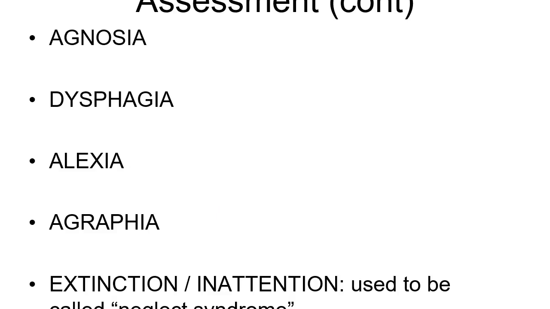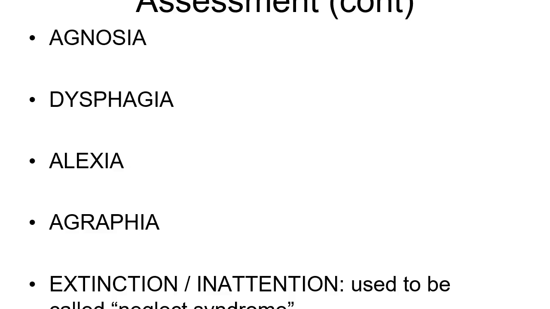Agnosia, the inability to use an object correctly. So sometimes in a stroke patient, you may hand them their spoon to eat their cereal and they grab it and try to write with it because they're confusing what the object is and how to use it. Dysphagia is difficulty swallowing or chewing. So look at G for GI, and that's the difference between dysphagia with a G and dysphasia with an S. Alexia, difficulty reading. Agraphia, difficulty writing.